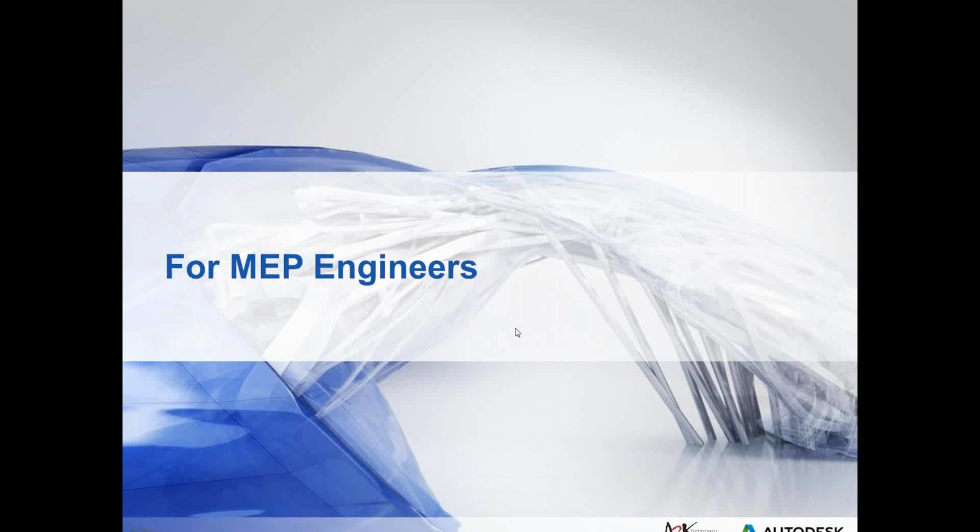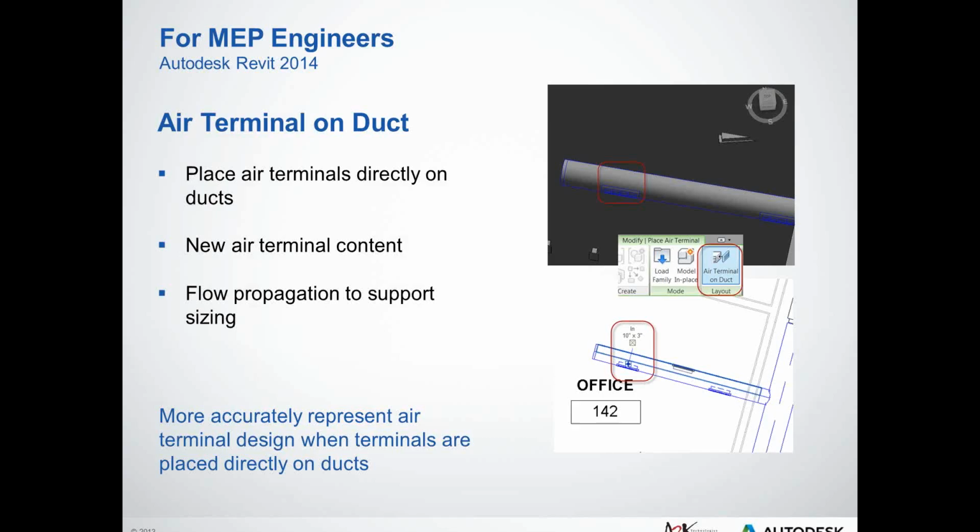Okay, so moving on to the MEP users. Air terminals now have the capability to be placed directly onto ducts. When you run the Air Terminal tool, you should have an Air Terminal on Duct button up on the ribbon there, quite simply allowing you to select that duct and place it on there, even to the extent of being able to place it on a curved duct so that it will actually wrap around that curve that you placed it on.